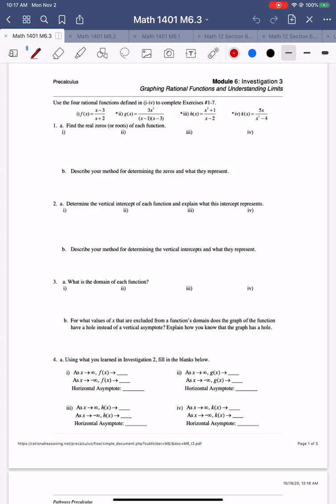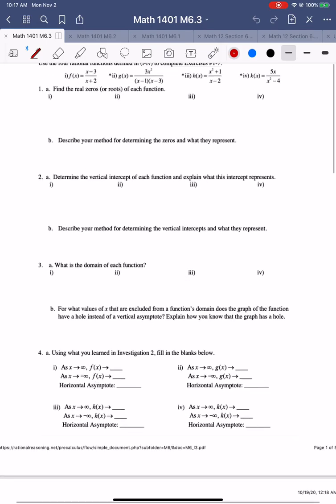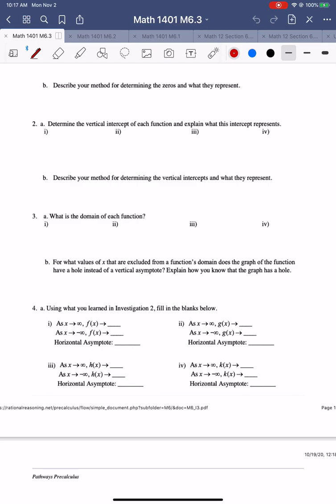This is Module 6, Investigation 3, Graphing Rational Functions and Understanding Limits. In this one, I'm going to do number 4. Using what you learned in Investigation 2, fill in the blanks below.